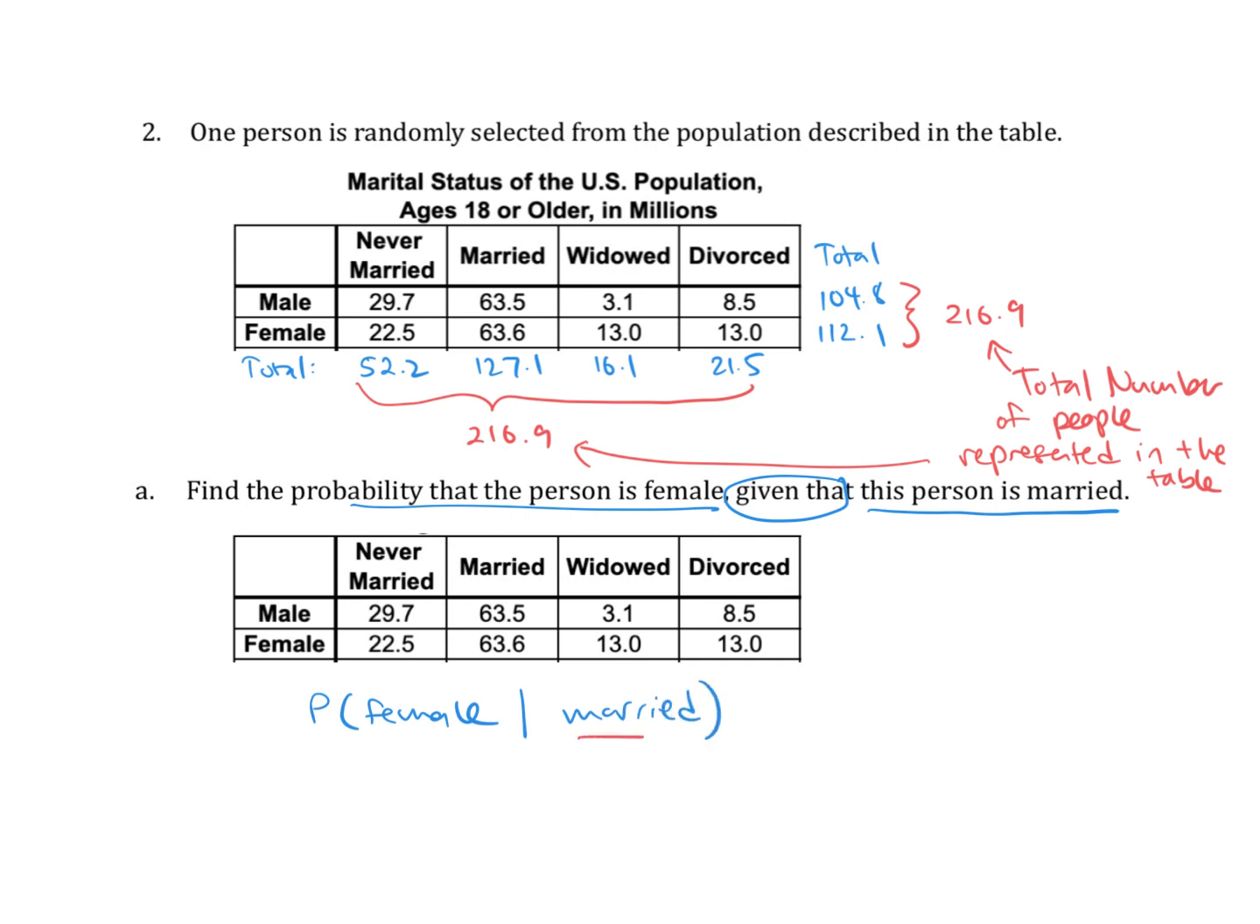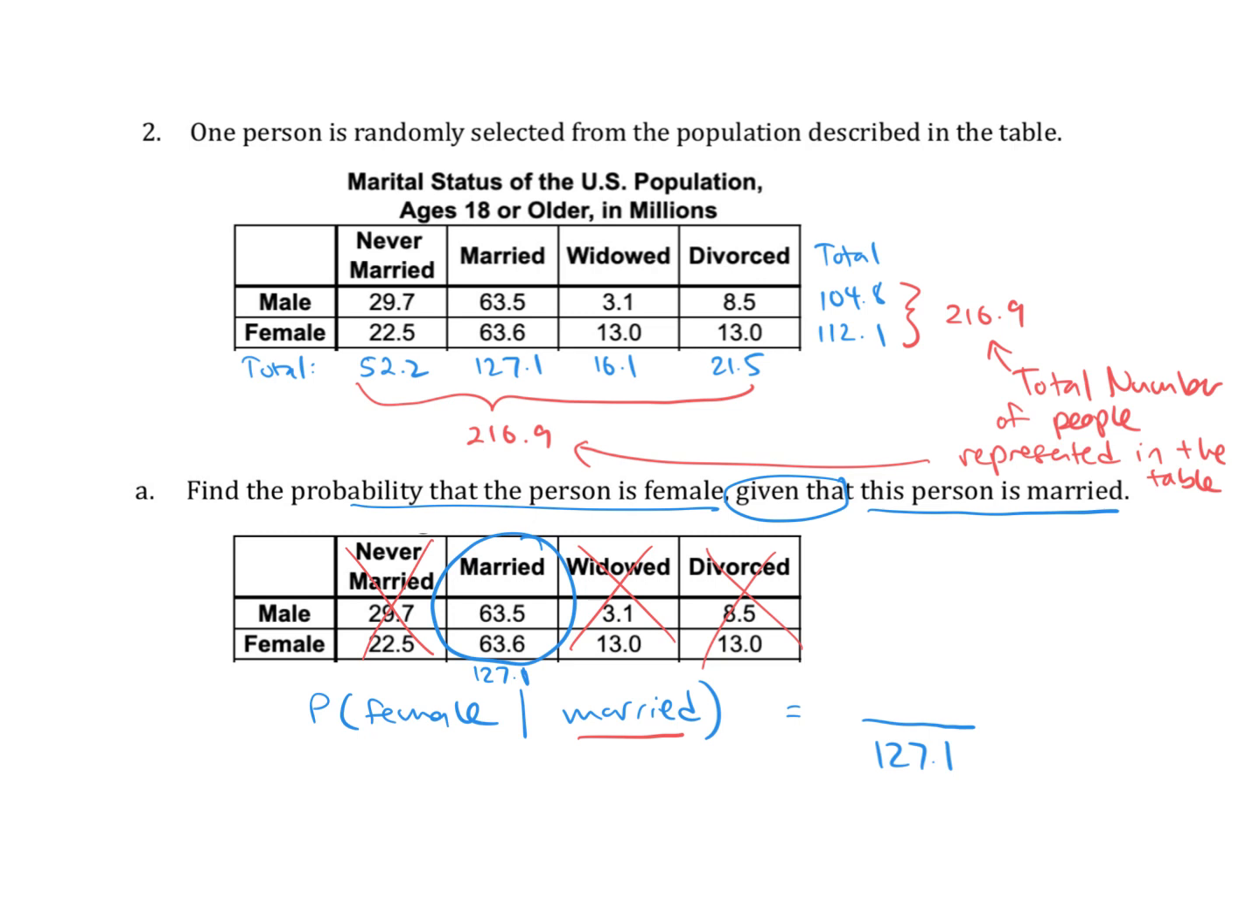So I go to this second part, the married people, and I'm restricting my sample space to just be the married people, which means I'm going to cross off my never married, the widowed, and the divorced because I'm only looking at the married people. My sample space is restricted just to that group. Now, on the bottom of my fraction, I'm going to put the total number of married people. And up above, we added those together and got 127.1 for the total of that column.